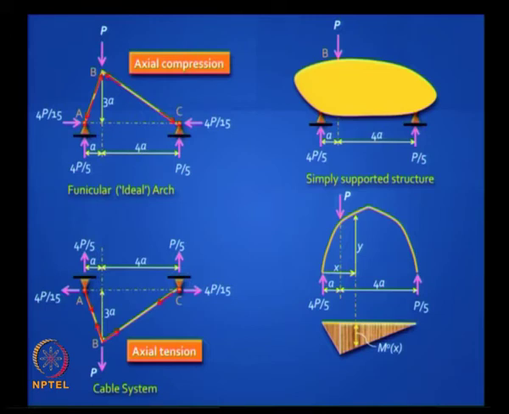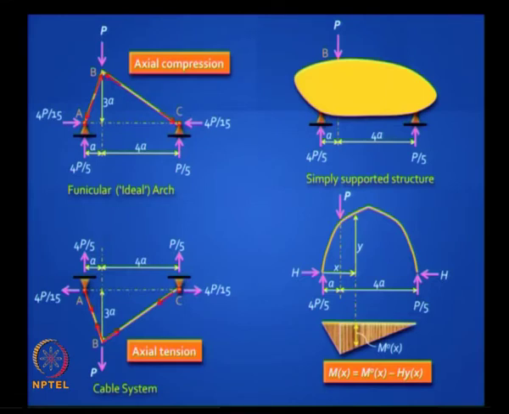Now if you are able to generate a horizontal reaction at the two supports, then that has a tremendously beneficial effect, because at any section you get a hogging moment, which is that horizontal reaction times the height y, and your net moment at any section is now reduced: this free moment or the sagging moment M naught x minus the hogging moment H into y.